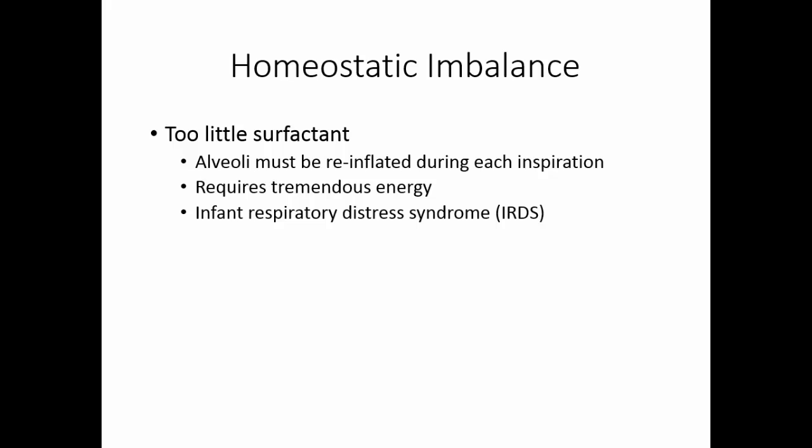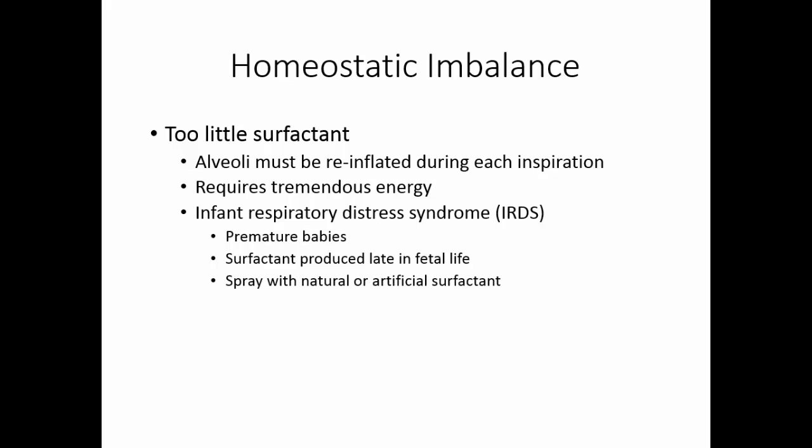Infant respiratory distress syndrome, or IRDS, is something that is frequently a problem with premature babies. Because infant lungs don't have to work until they're born, the lungs are one of the last things to develop. Those surfactant-producing cells don't come into play until late in fetal life. So babies that are born too early don't produce surfactant. This means that the first time they inflate their alveoli, which takes a lot of energy, they have to use that same amount of energy every time they breathe. This is too much energy for them to produce and stay alive. We can now treat this by either spraying natural or artificial surfactant in the baby's lungs, and this helps them survive.